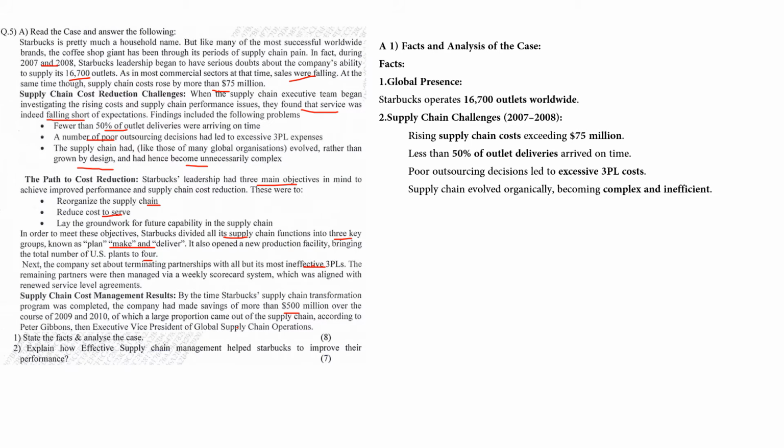Challenges were there. So there were 3 to 4 challenges. First is rising supply chain costs exceeding $75 million, which we have already marked. Then less than 50% of the outlet deliveries arrive on time.